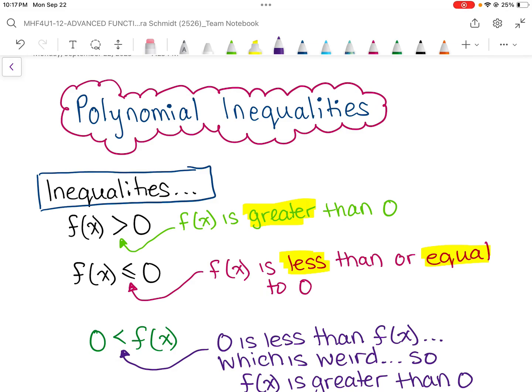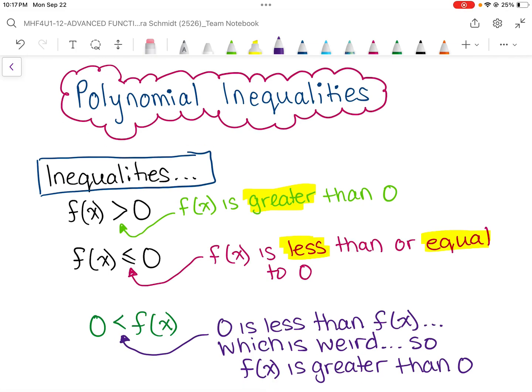Okay, this is a video on polynomial inequalities. So just to go over these inequality signs, you need to know these or you're going to have a lot of trouble. This expression right here means f of x is greater than 0. So that's what this sign means. The next one is saying f of x is less than or equal to 0.